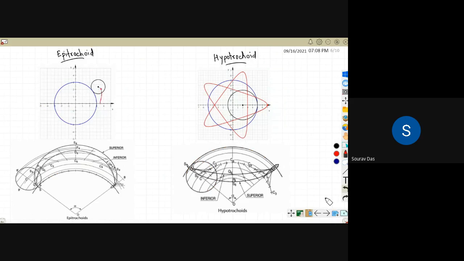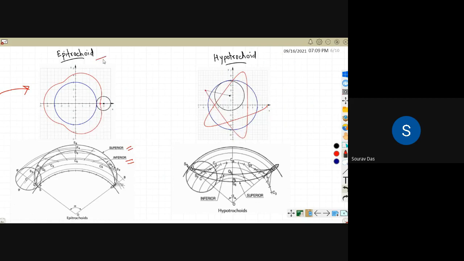Next important definition is epitrochoid and hypotrochoid. Here also the generating circle is rolling on another circle, and the generating point is either inside the circle or outside the circle. Here in this animation you can see the red dot is inside the circle. If it is inside the circle, it is known as inferior epitrochoid, and if that generating point is outside the circle, that will be known as superior epitrochoid.